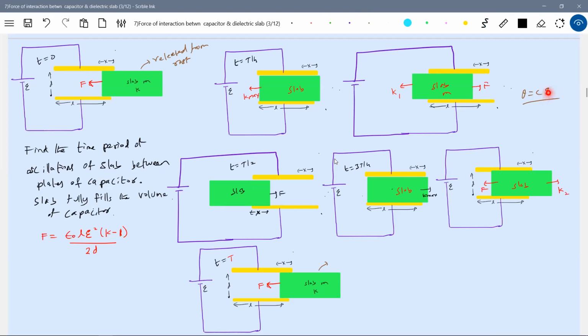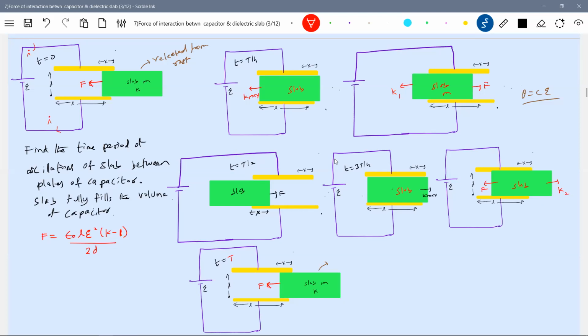If E is constant and C increases, Q should increase. So from where will that additional charge come? From the cell. Tell me, as it starts accelerating, how will the charge flow in this direction? There will be a flow of current here. If you have to show it, there's a current and the charge will flow here.